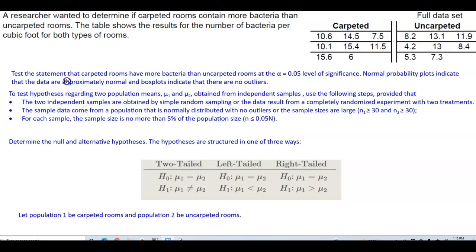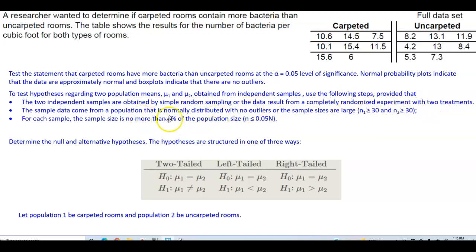So to test the hypothesis regarding two population means obtained from independent samples, we just follow the steps, meaning that the two independent samples are obtained by simple random sampling, or the data result from a completely randomized experiment with two treatments. That is true. The sample data come from a normally distributed population with no outliers, or the sample sizes are large. Well, we found that out from the first part by looking at the graphs. And then for each sample, the sample size is no more than 5% of the population.